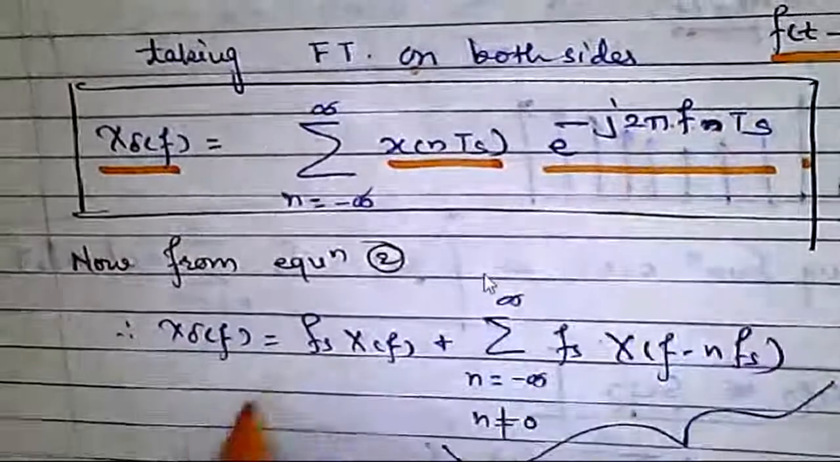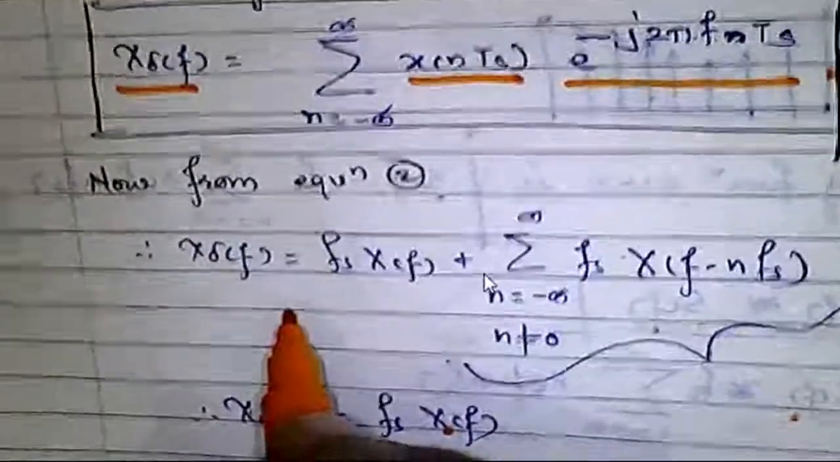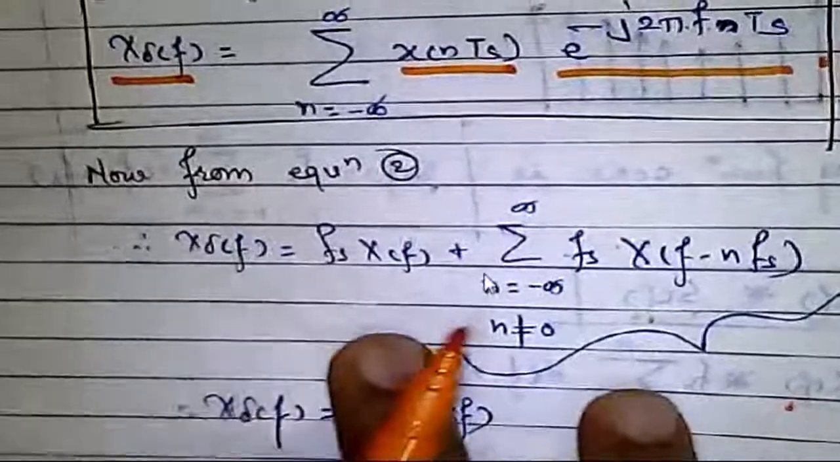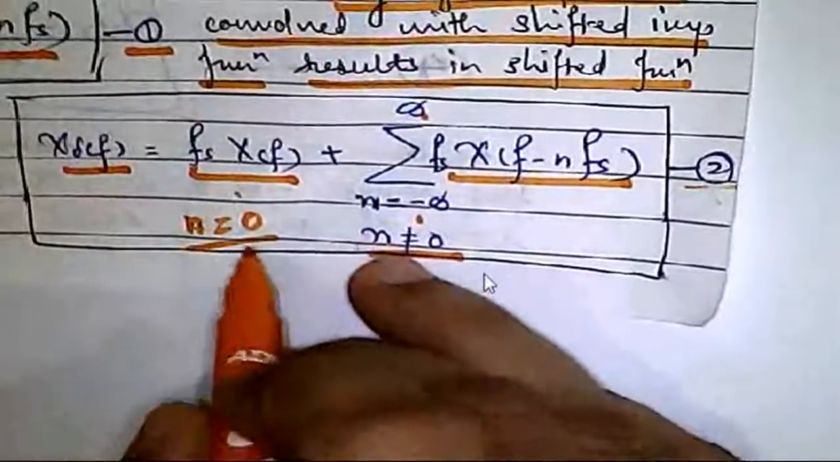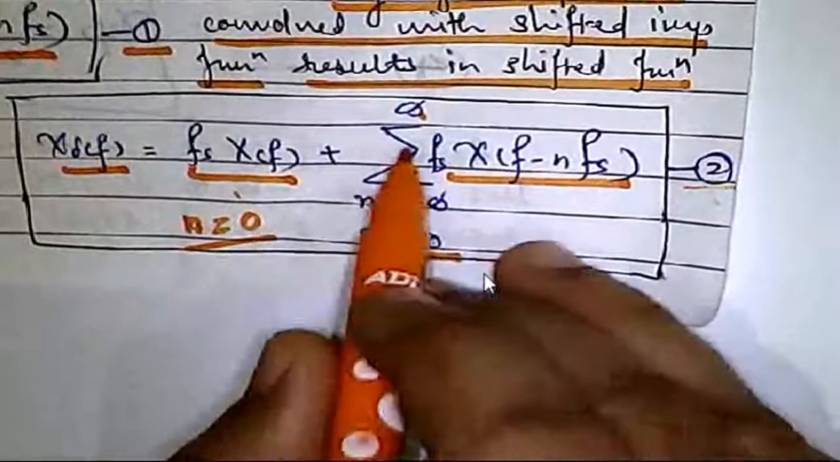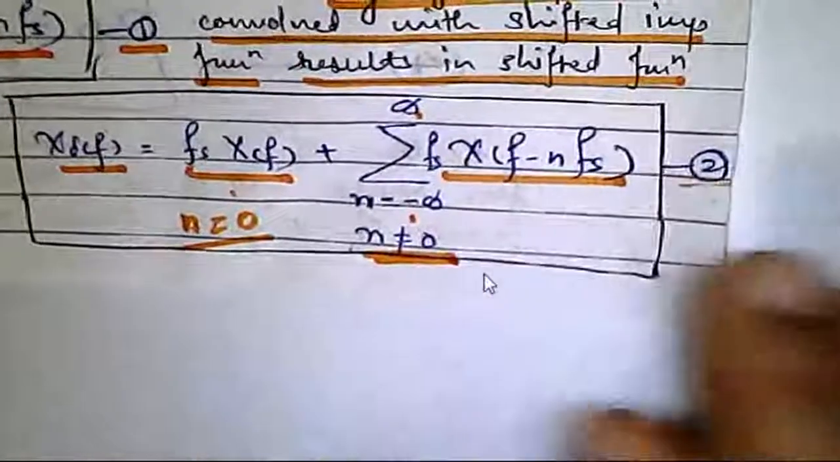After applying this statement, from equation 2, if you are able to recall, equation 2 is regarding x delta of f: fs times x of f for n equal to 0, plus summation fs x of f minus n fs when n is not equal to 0. This is equation 2.